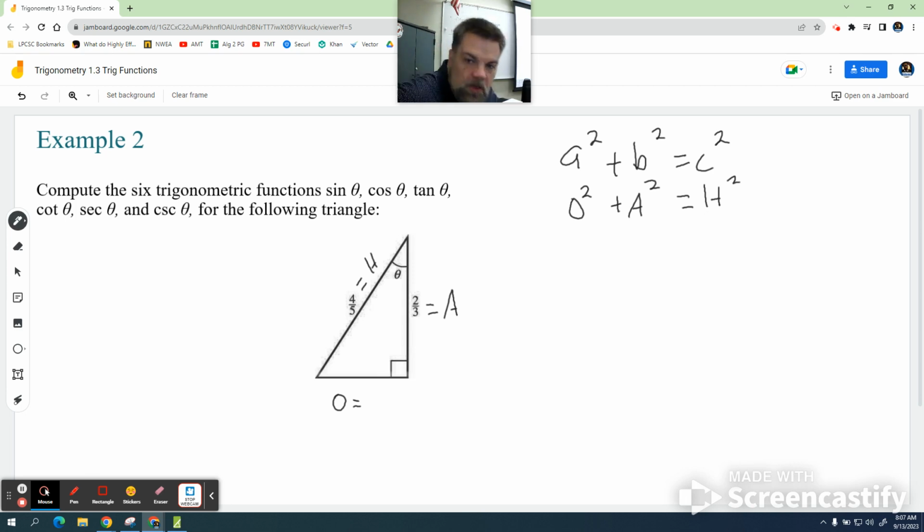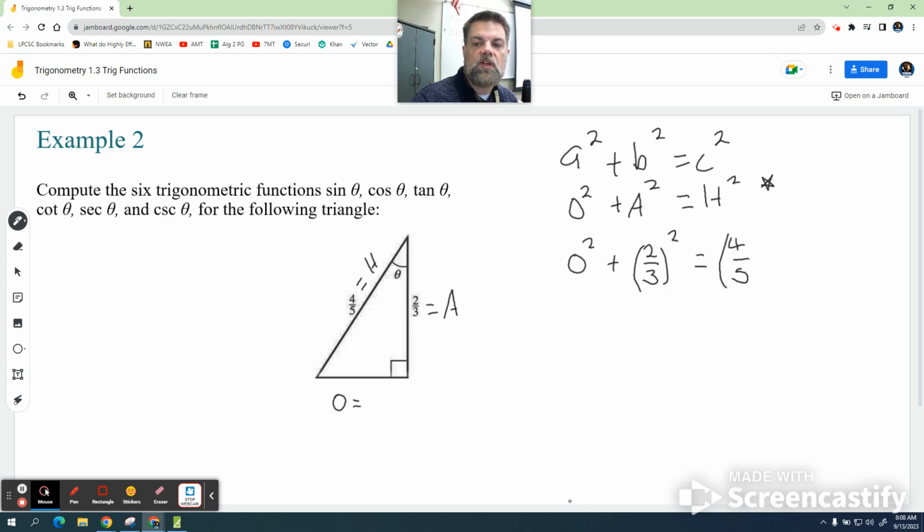All right. So this is really important in trig, so make sure that you write that down in your paper. So what I need to do is solve for the opposite. So I'm going to plug in the numbers. I don't know what the opposite is. But what's a? Well, a is 2/3 squared. In other words, we've got to solve for the opposite, which is equal to h, which is 4/5 squared, right?